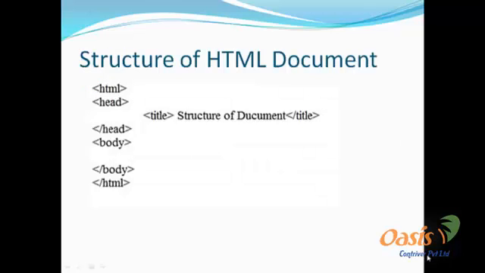So this is the basic structure of the HTML document. Every HTML document starts with HTML tag. Tag means elements which are enclosed within less than and greater than sign. After HTML tag, there is a starting of head tag. Head tag contains several sub-elements like title, meta, and link. So head tag is used for several purposes.